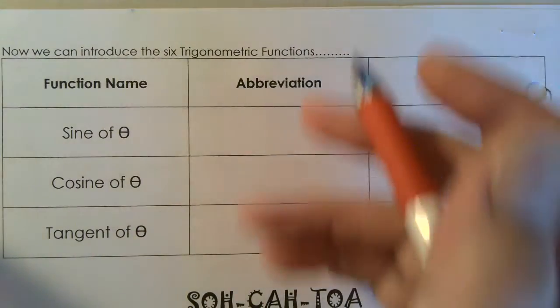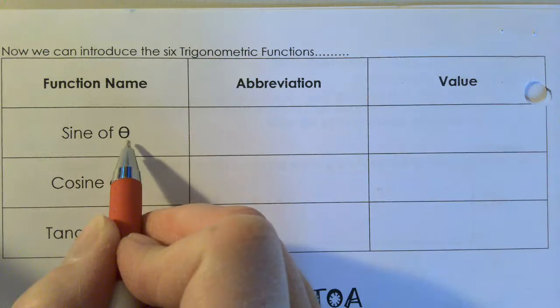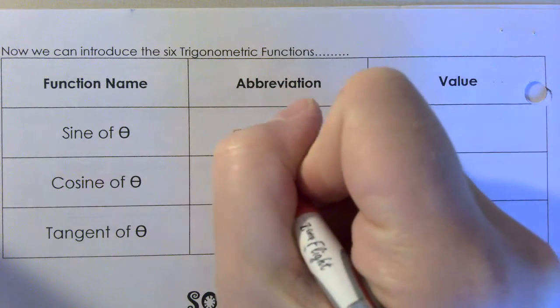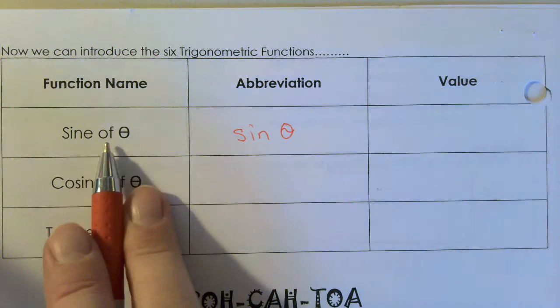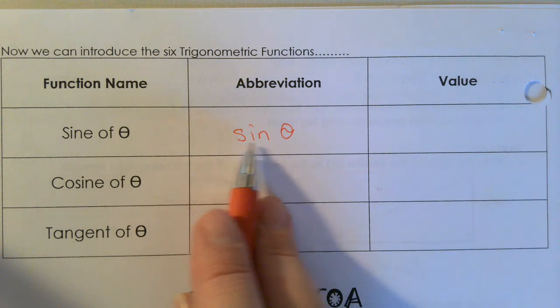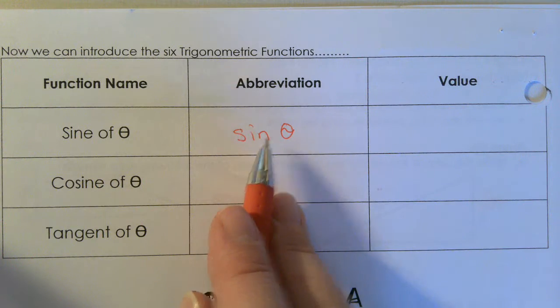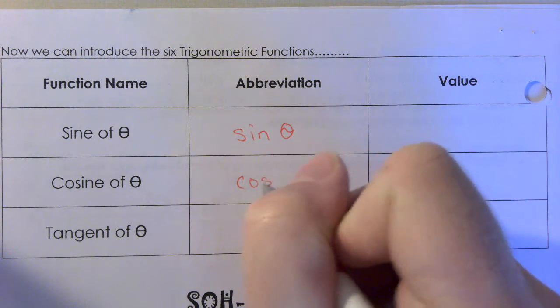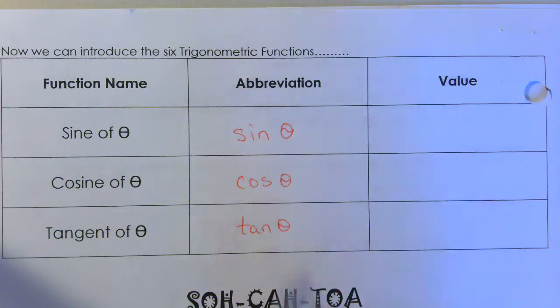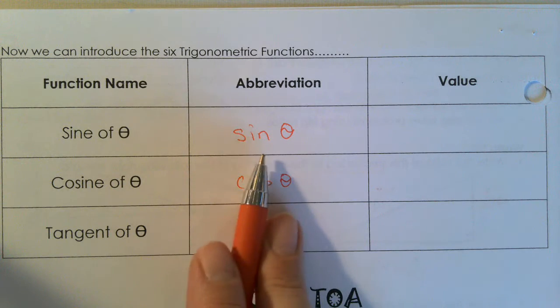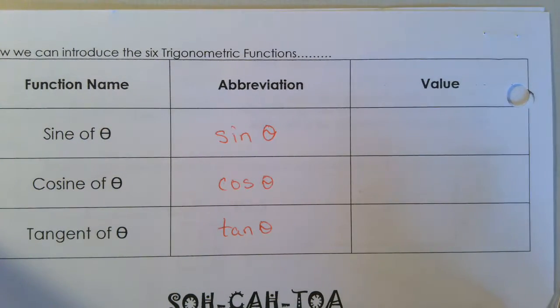Okay, so here come the trig ratios. And you have this on your other sheet. The abbreviation of sine of theta, instead of writing that whole thing out, is sin theta. Cosine we call cos theta. Tangent is tan theta. So instead of writing out the whole word tangent of theta, we just write tan theta, cos theta, sin theta.